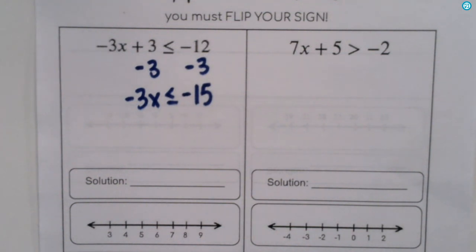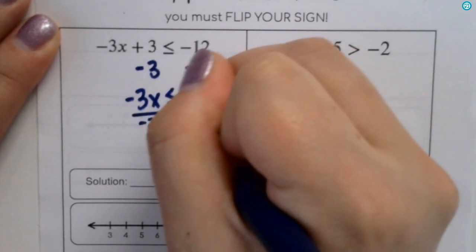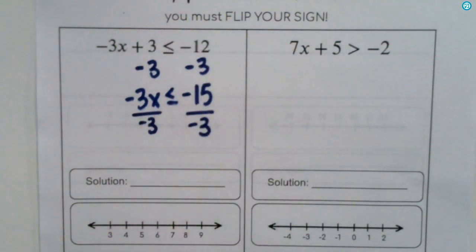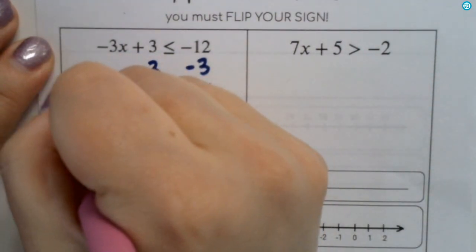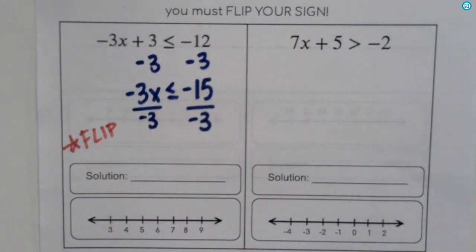Then, to get x by itself, we need to divide both sides by that negative 3. So divide by negative 3, divide by negative 3. This is when lights and sirens should be going off in your head that you need to flip your sign. The reason why we flip our sign is because we divided by a negative. So I put a little note to myself there that says flip. So when I look back at my notes, I remember I flipped my sign on that one.